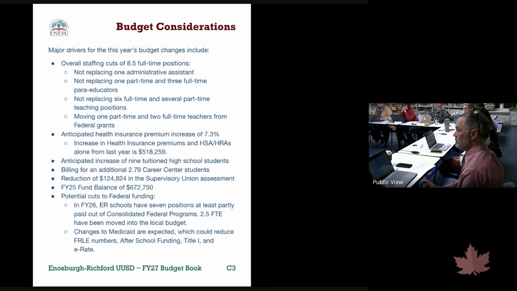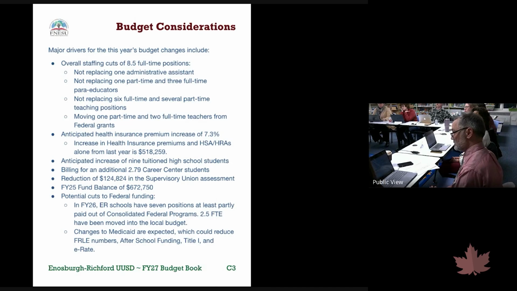So it's important to keep that $518,000 figure in mind when we're looking at a budget where the net increase is only, I think, $275,000. So really, we could have been bringing a lower budget to your voters had it not been for health insurance. Other factors which are significant but maybe of lesser magnitude, we are anticipating 9 more tuition high school students, so that's 9 more tuition bills coming in and helping to reduce your tax rate.